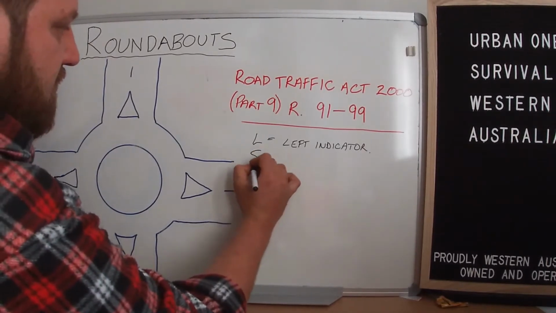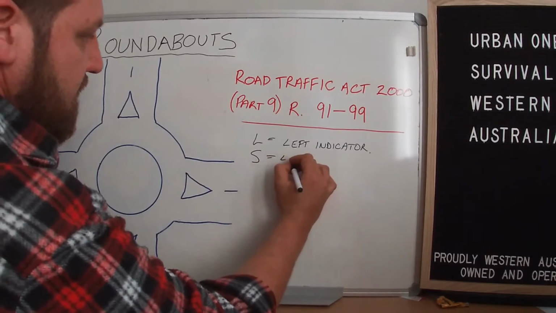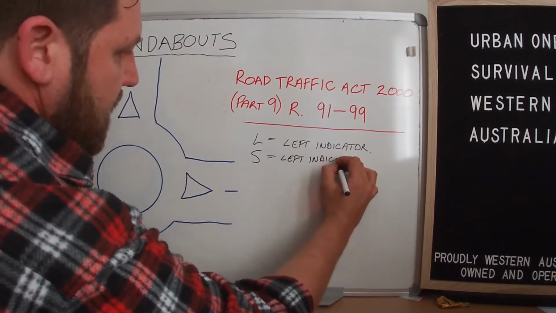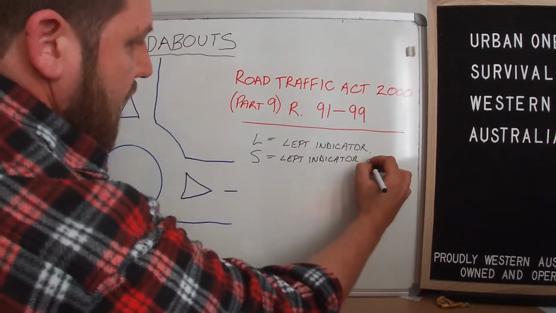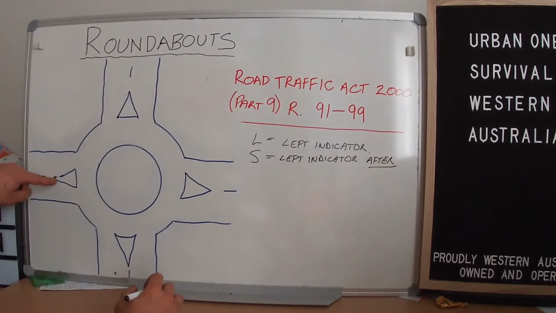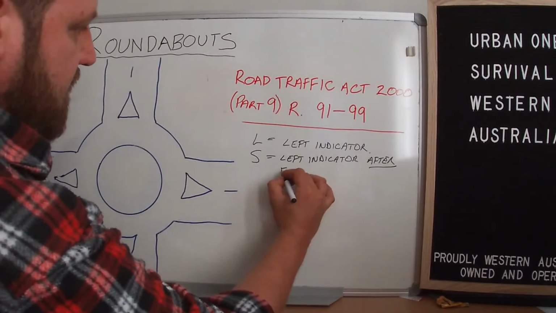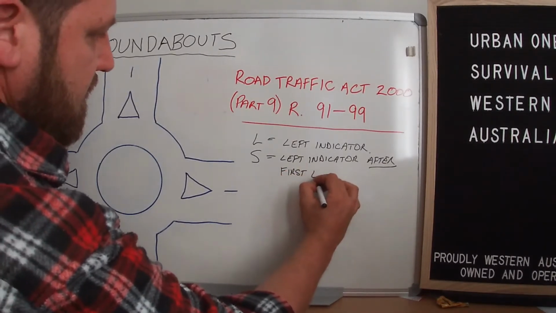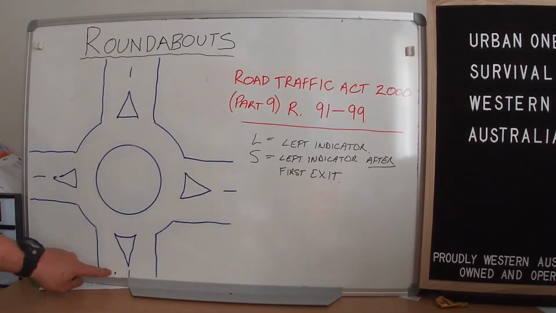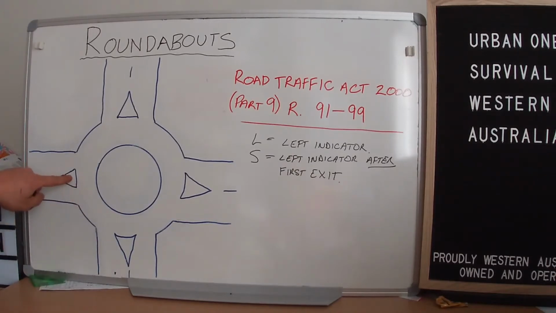So straight is left indicator after the first exit. So from this point, you pass the first triangular median strip, you place your left indicator on and you exit. Nice and straightforward, nice and simple, going straight.